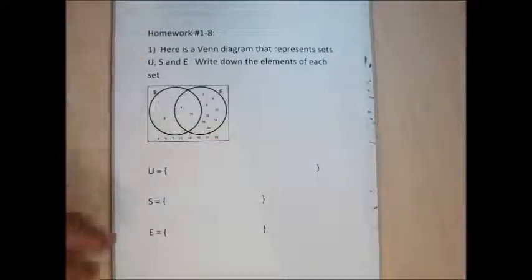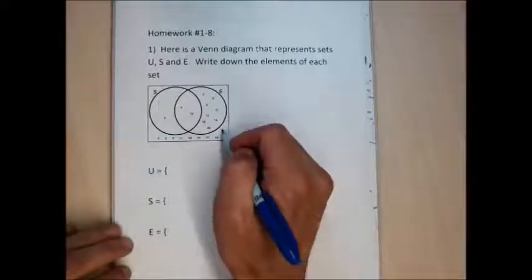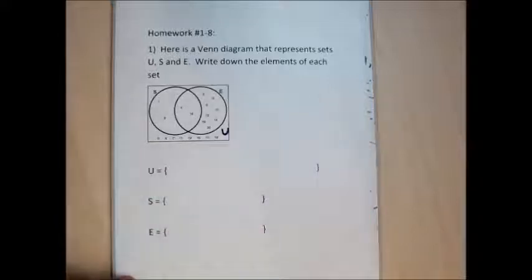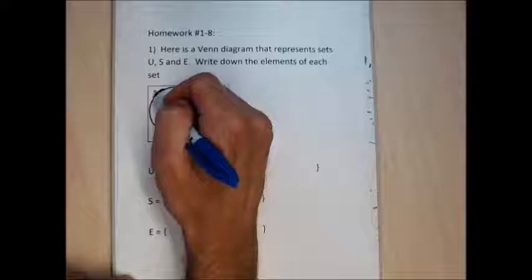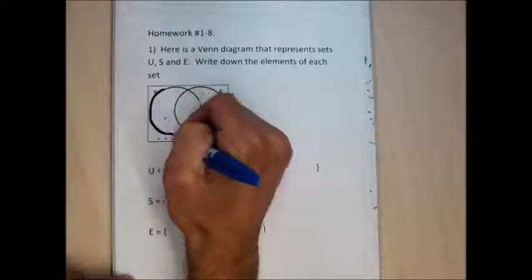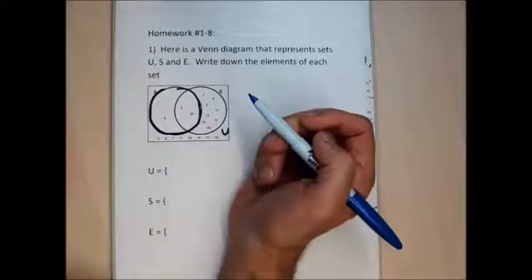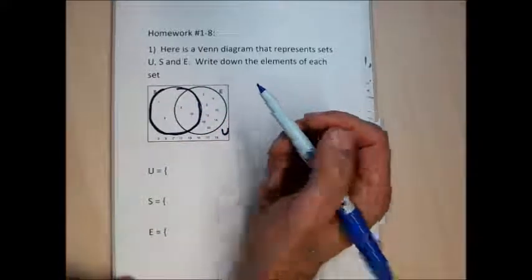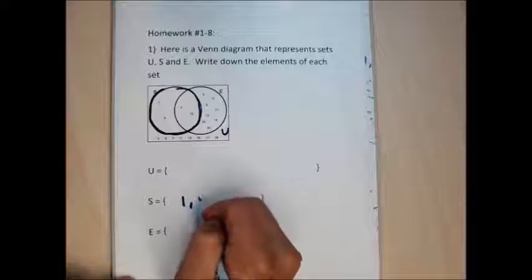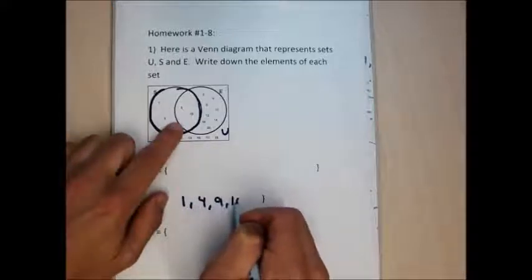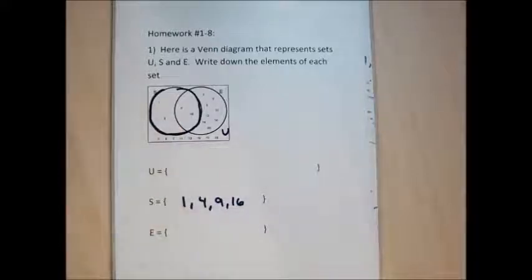Here's a Venn diagram. It represents the universal set, a set called S, and a set called E. And all I'm asked to do is to write the elements of each set down. So first I'm going to write the elements of set S by looking inside the S circle. And inside the S circle, there are 4 numbers. Those 4 numbers are going to be the elements of set S, namely the numbers 1, 4, 9, and 16. I didn't need to write them in ascending order, but it just kind of felt good to do that.